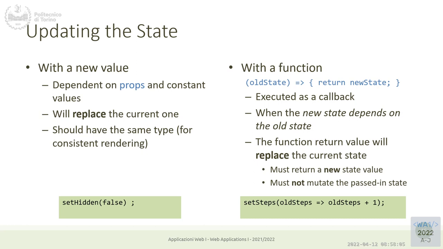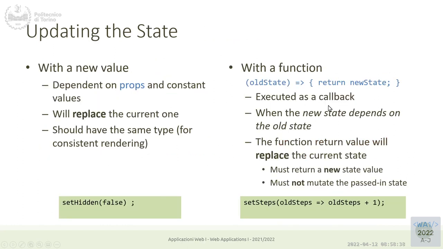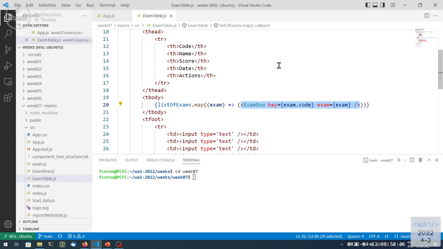The idea is that since we are computing the new state from the current state, but the actual execution of the state change will be in the future, I want to delay the computation of the new state to when it is really applied, because in the meantime the state may have changed due to other asynchronous changes. So I want a fresh version of the state when I need it. Let's start from simple examples and then try to understand the value of this function. So what could we do here? I have copied in week 7 the same code that we had last week. I just added a couple of items. So let's start to play with that.